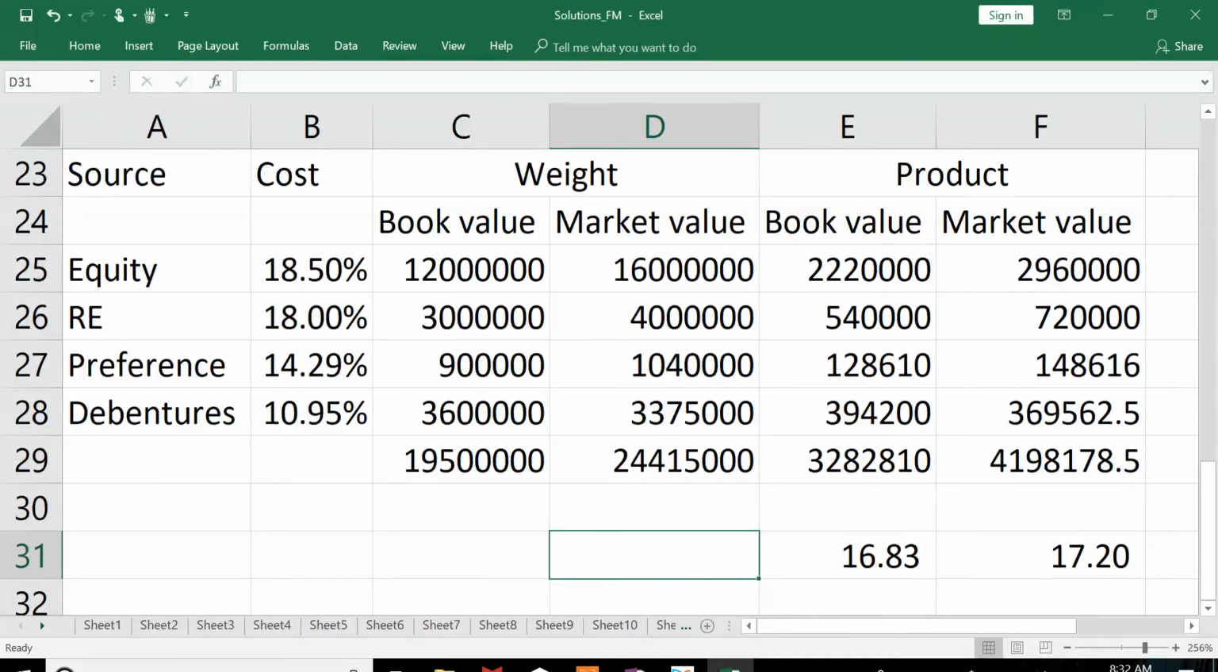We only have a lot of calculation to be done, but the crux remains the same. I'm not teaching you anything new. Again, I'll repeat the same stuff. We are not going to learn anything in these 6 questions which I'm doing. On WACC, nothing new is going to be learned. It's just repeating the same stuff with extra adjustments. 16.83 and 17.20.